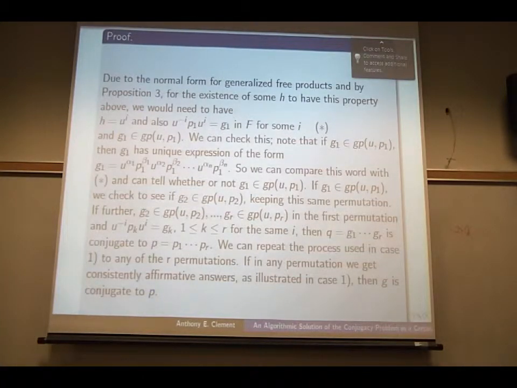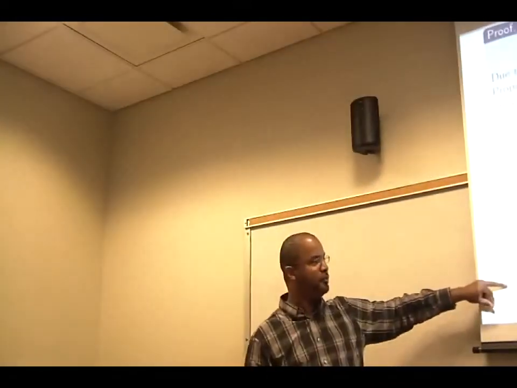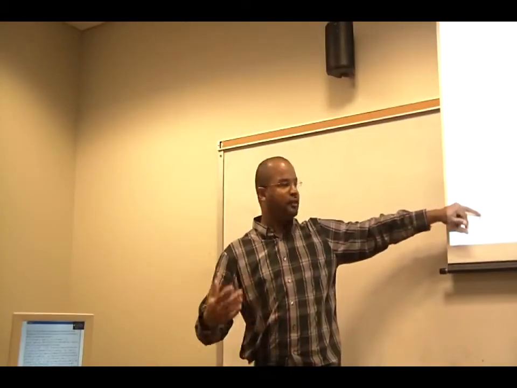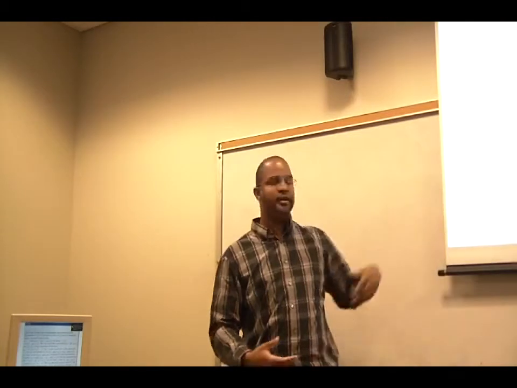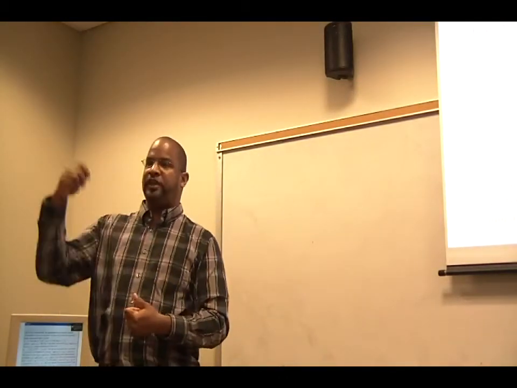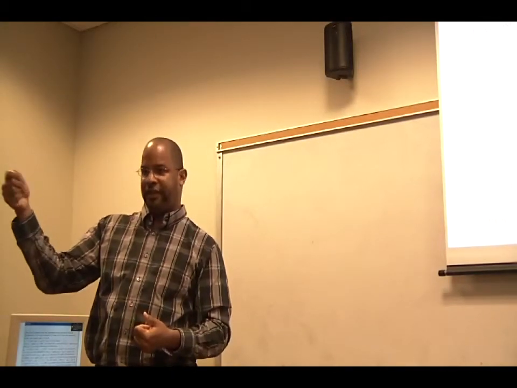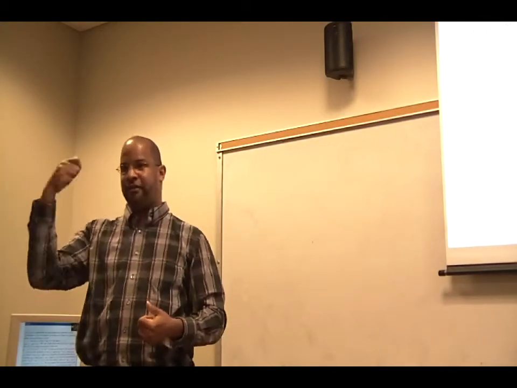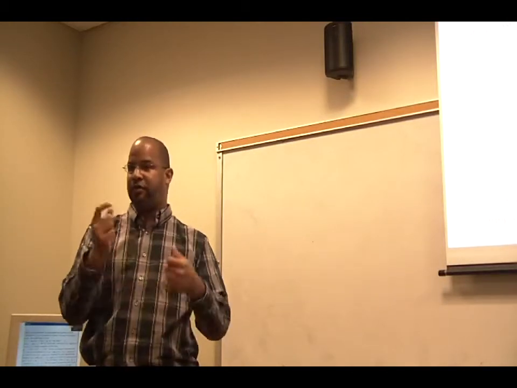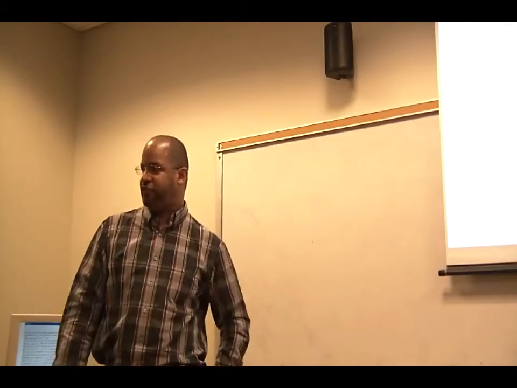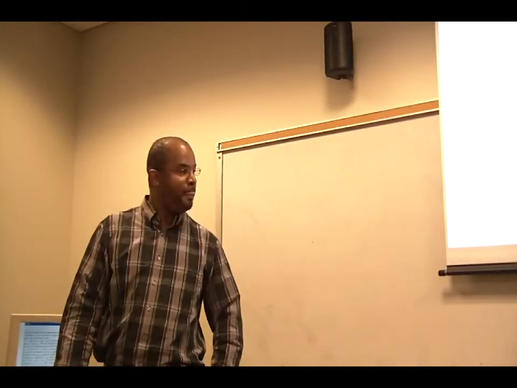So if for any one of these permutations it holds, as in case 1, then we say that G is conjugate to P. So we test for 1. If it doesn't work, we go to the other one. We test again. If it works for any one of these permutations, going from p1 to pr, then we say that G is conjugate to P.